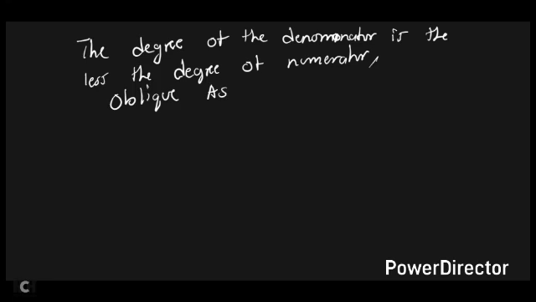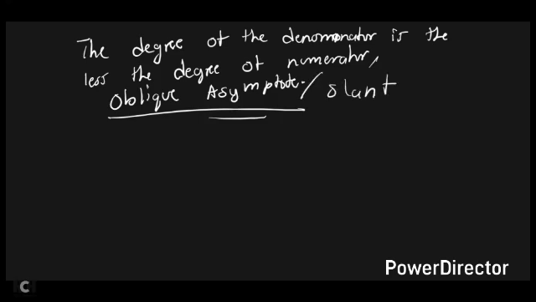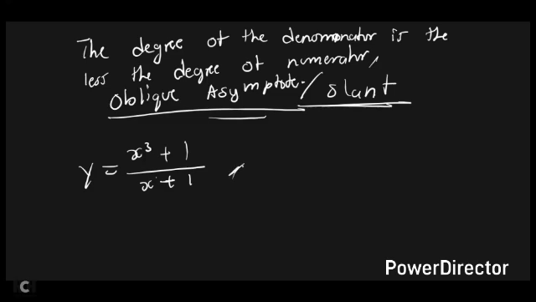Oblique what? Asymptote. Or I can say slant, right? So we have what we call slant. In a circumstance where you're having something like this, y is equal to x cubed plus 1, right? Then we're having x plus 1. So in this situation, that's where we have an oblique what? Oblique. Is it okay? This is the situation.